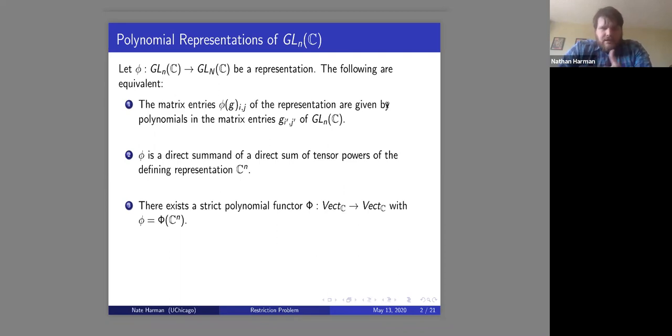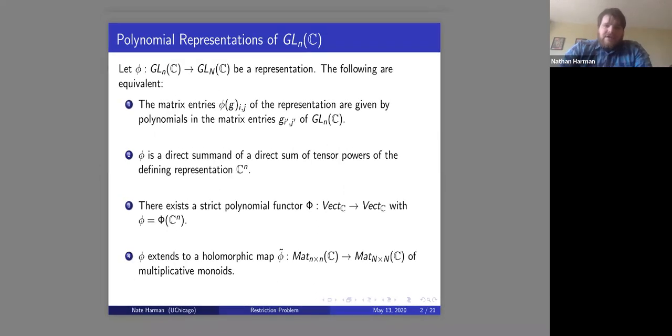Okay, and then finally the last equivalent condition. If I have a representation of GLN, it's polynomial if it extends from the group, the general linear group of invertible matrices, to all matrices. So I can look at all n by n matrices, and under multiplication, that forms a monoid. That's a word that maybe we don't think about that often, but there's an identity matrix, and there's multiplication that's associative, but we don't have inverses. That's what a monoid is.